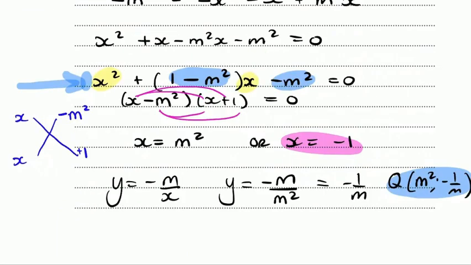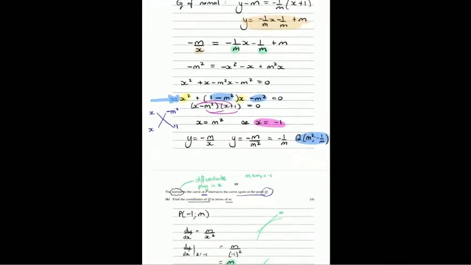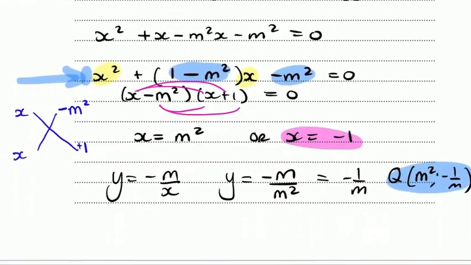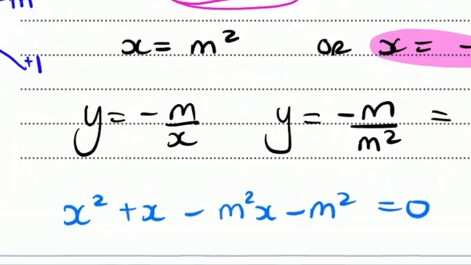But just quickly, before ending this video, I want to think a little bit more about this factorizing. So I'm going to go from this line over here. If I had x squared plus x minus m squared x minus m squared is equal to 0. If you remember your factorizing, there is a way that you can factorize if you have 4 terms. That's what I want to zoom into right now.